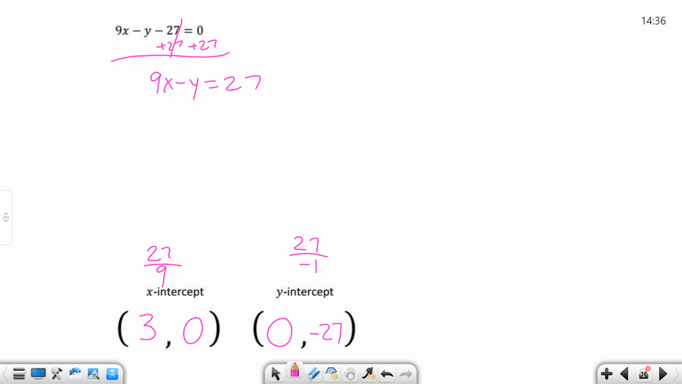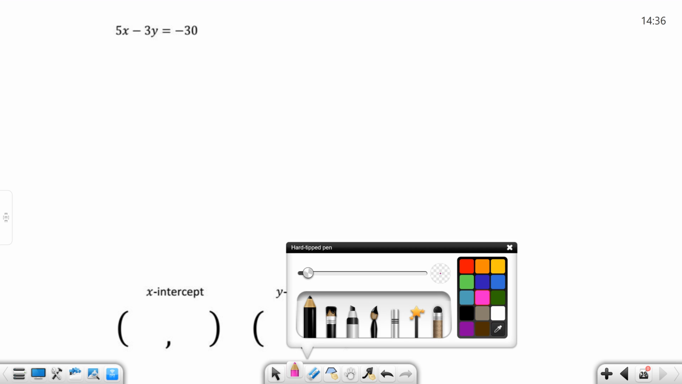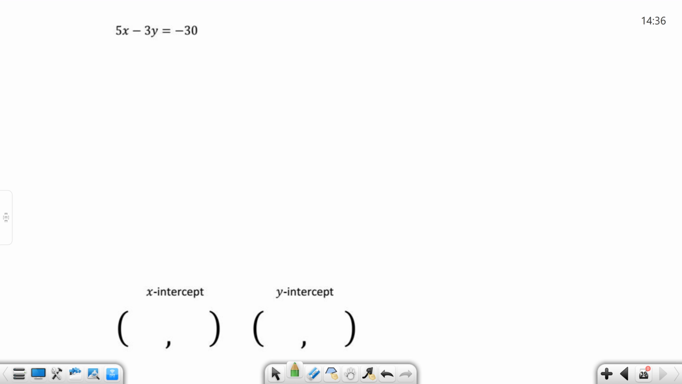So again, we started with general form. I moved the number over, the c over, and got the standard form: 5x minus 3y equals negative 30. So here, for the x-intercept, we're going to let y equal 0. So if y is 0, we're going to cover this up. We get 5x equals negative 30. So negative 30 divided by 5 is negative 6. And then for the y-intercept, we're going to let x equal 0.